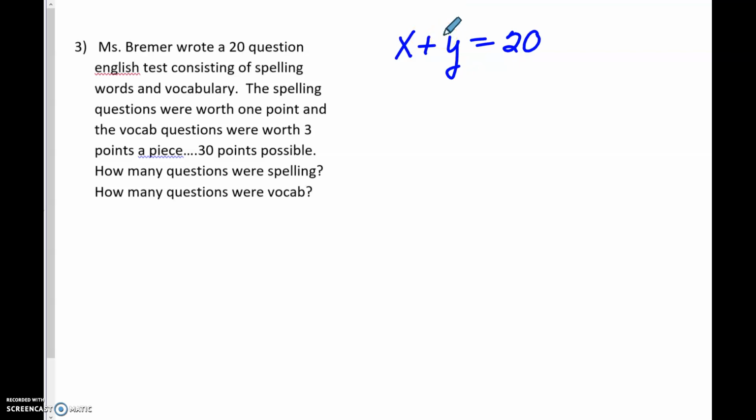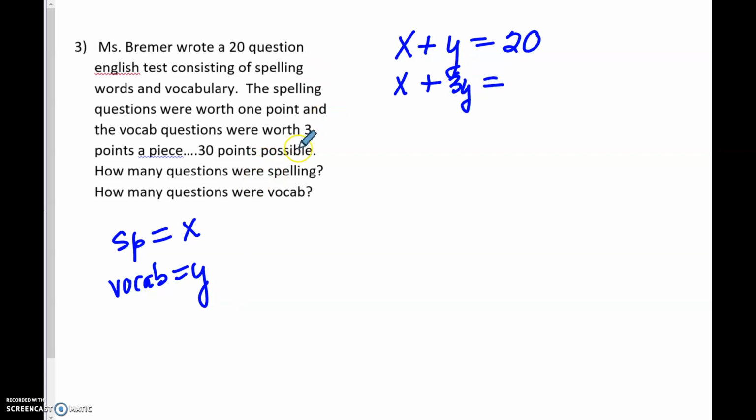Now the point values, let's see. If we do spelling, then vocab, I'm going to do spelling is x, and vocab I'm going to have be y. So spelling questions were worth 1 point, so 1x, and 3 points apiece for vocab, so those were 3y, and that was a total of 30 points.